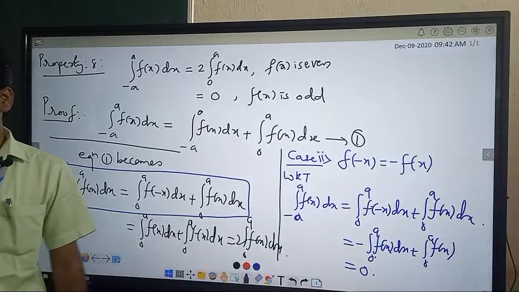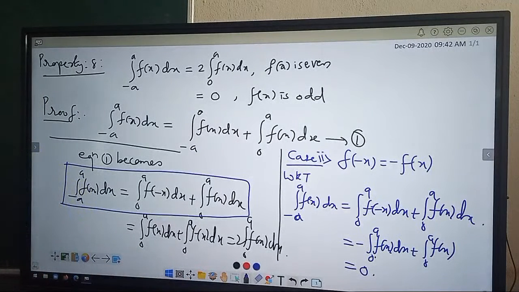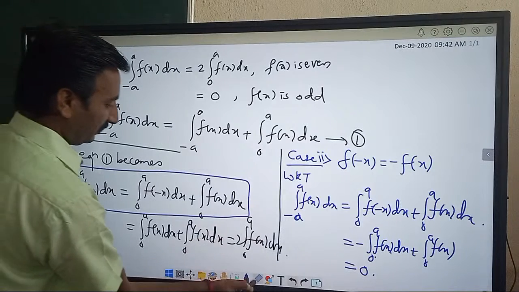Shall we remove this? Aditya, remove what? Yes, we have to remove this.